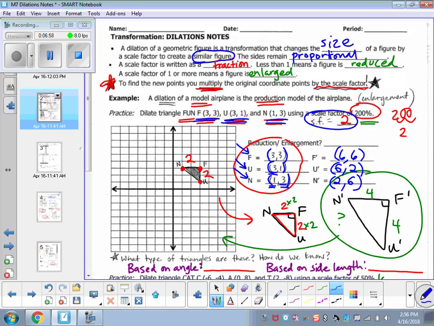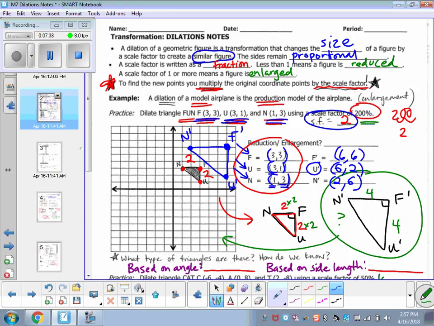If I come over here, 1, 2, 3, 4, 5, 6, up 1, 2, 3, 4, 5, 6, there's a point. And just so this doesn't get too messy, I'm going to erase those little dots. All right? I'm going to label that point F prime. And I'm going to come back and talk to you guys about what I said, prime, in a second. All right, now I'm plotting U prime. I'm going to move over 6, up 2. There's U prime. And last but not least for N, I'm going to move over 2, up 6. And there is N prime.